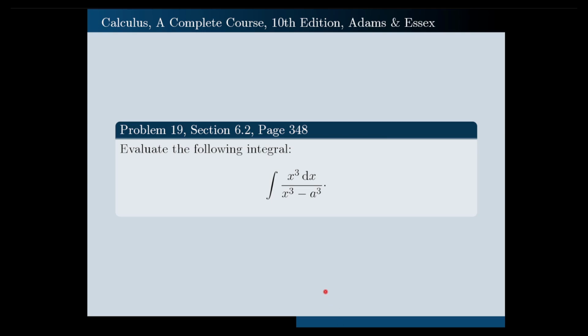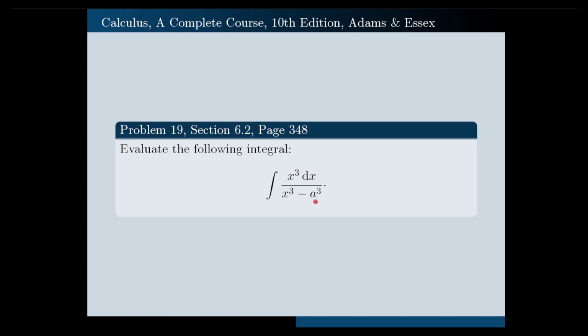Hello, in this video I'm going to solve the following problem for you. Let us read the problem together first. Evaluate the following integral. Integral of x cubed dx over x cubed minus a cubed.